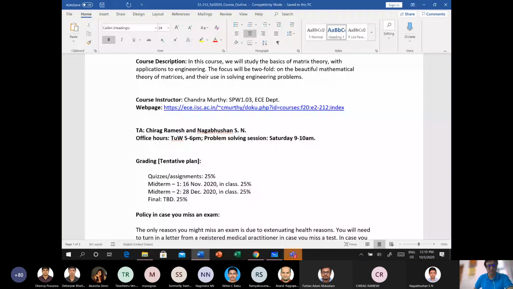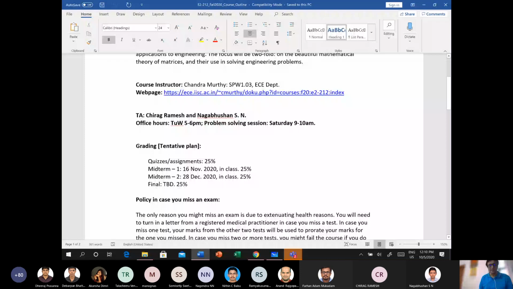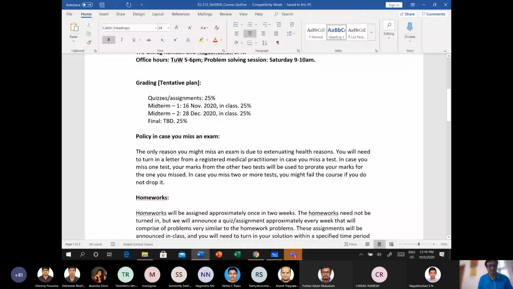And so if you miss an exam because of health reasons, then you do need to submit a letter showing that you were indeed sick and that's why you had to miss a test. And in case you miss one test, then your points from the other two tests will be used to prorate your marks for the test you missed. But if you miss two or more tests, then you will get a zero on the tests that you missed. And we will prorate based on the tests that you've taken. But then your overall grade may be very poor.